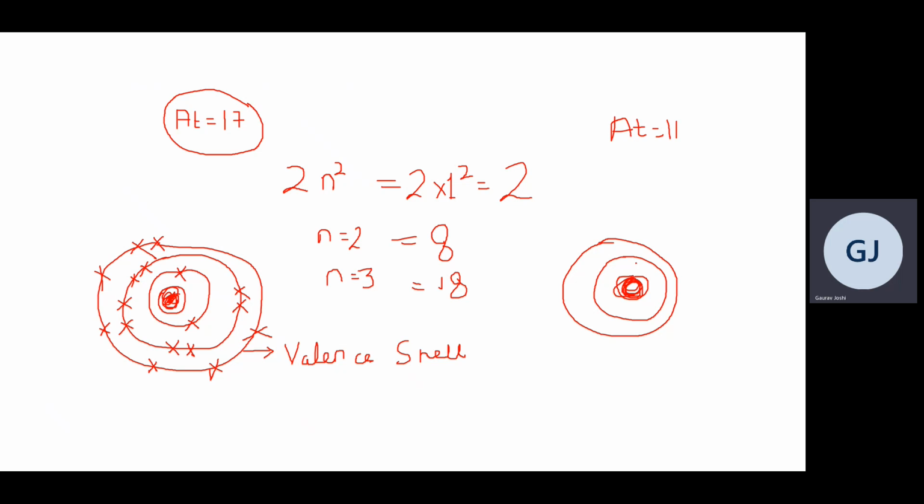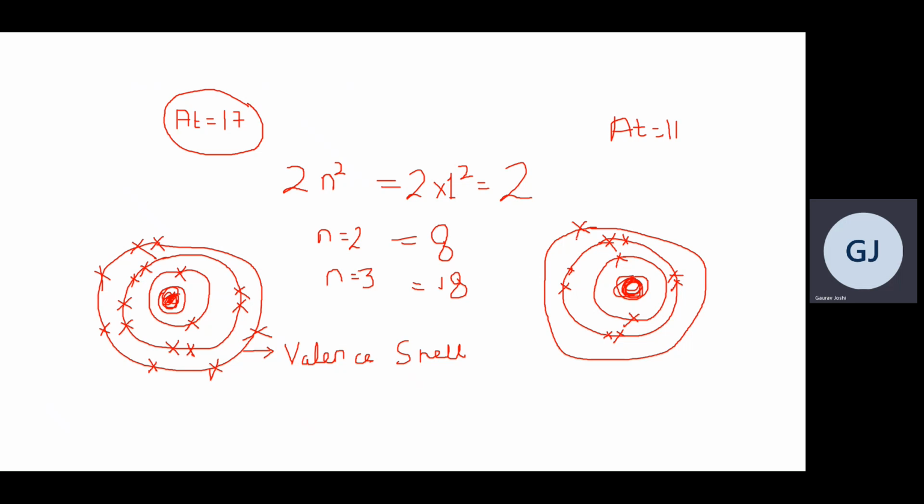So I'll be filling the electrons. 2 will be here in the first cell, 8 will be in the second cell, right? 2, 3, 4, 5, 6, 7 and 8. So how many electrons are we left with? We are left with one electron, right? So I'll be putting this last electron on this outermost cell.